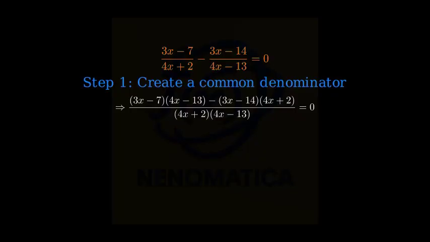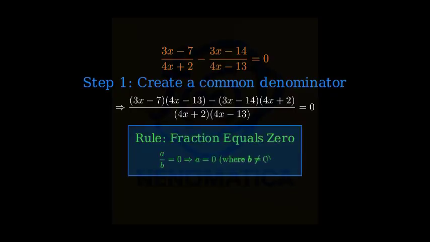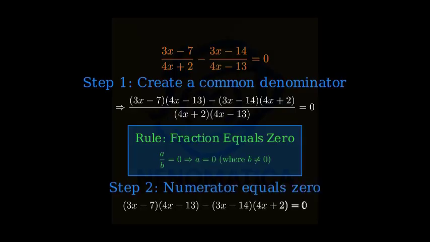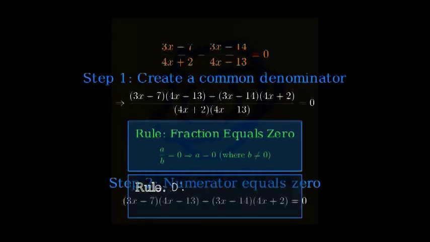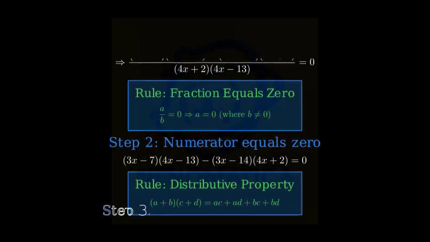Let's expand this expression. Let's use the distributive property to expand the first product. We have 3x minus 7 multiplied by 4x minus 13. When we multiply these binomials, we get 12x squared minus 39x minus 28x plus 91, which we can simplify to 12x squared minus 67x plus 91.